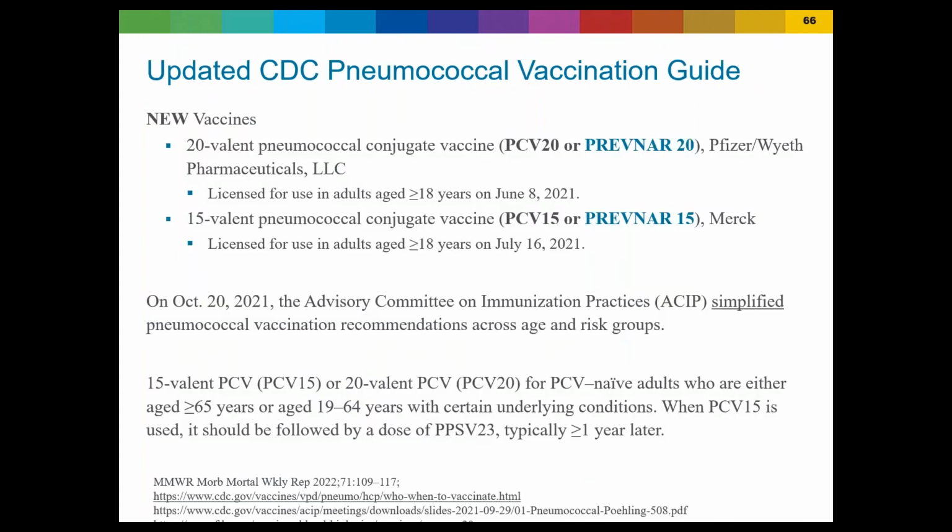So the updated CDC pneumococcal vaccine guide, which is great news for all of us, because there is a 20-valent pneumococcal conjugate vaccine that's been recently approved for use over the age of 18 years. It was approved in June 2021. There's another conjugate vaccine that targets 15 serotypes. So both are available now.